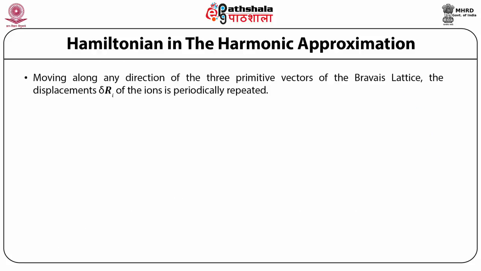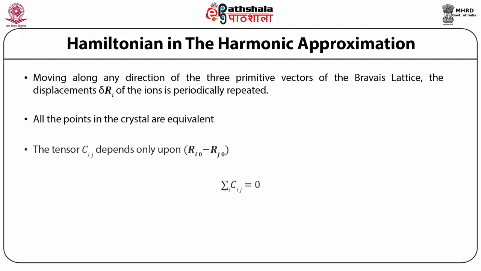If we move along the direction of any of the three primitive vectors of the Bravais lattice, the displacement delta Ri of the ions is periodically repeated. All the points in the crystal are equivalent. The tensor Cij depends only upon Ri naught minus Rj naught, because if one displaces just two ions by delta Ri and delta Rj, then keeping all the other ions in their equilibrium positions, the resulting energy can depend only upon their relative locations.